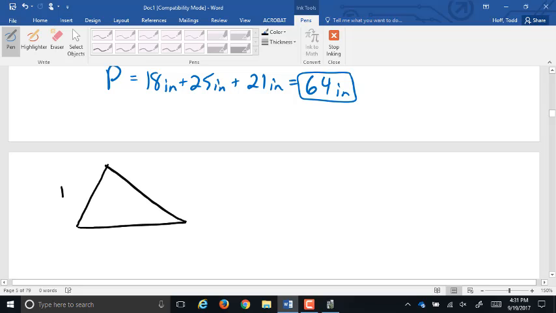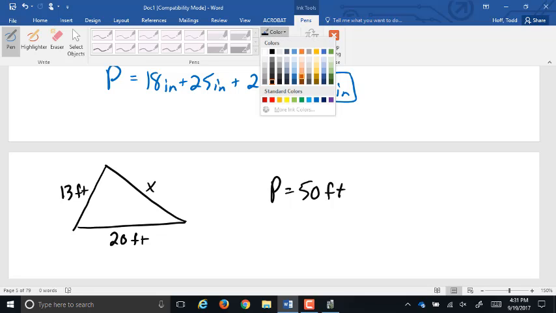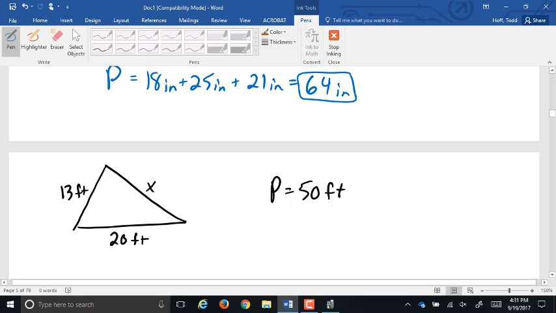So we could have a triangle where I tell you that this side is 13 feet, this side is x feet, and this side here is 20 feet, and told you that the perimeter is 50 feet, how would we go about finding x?